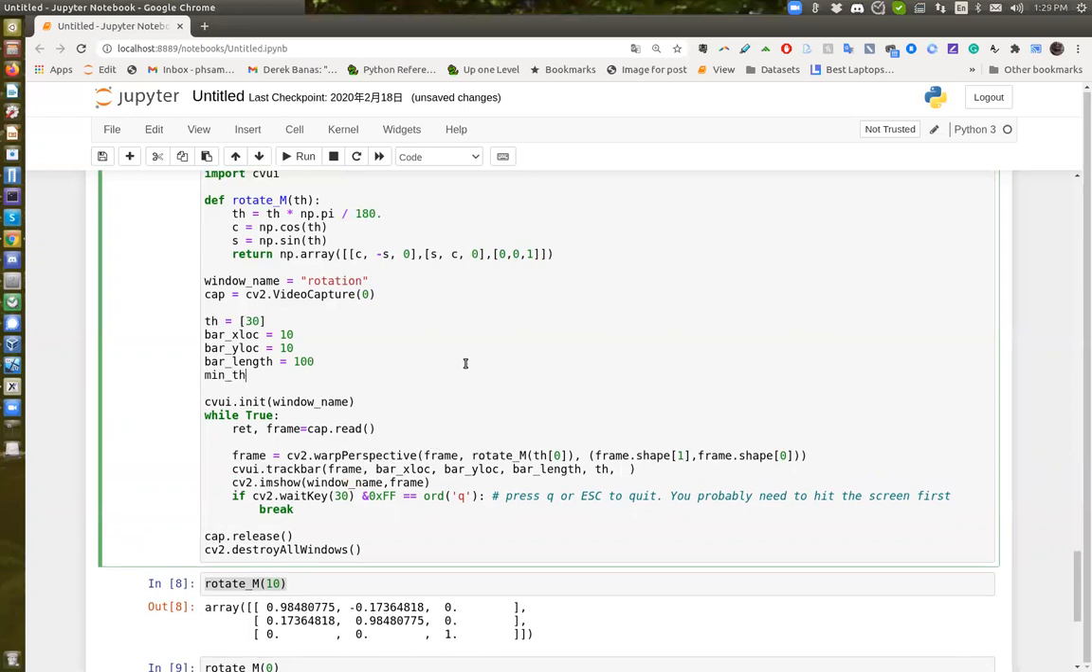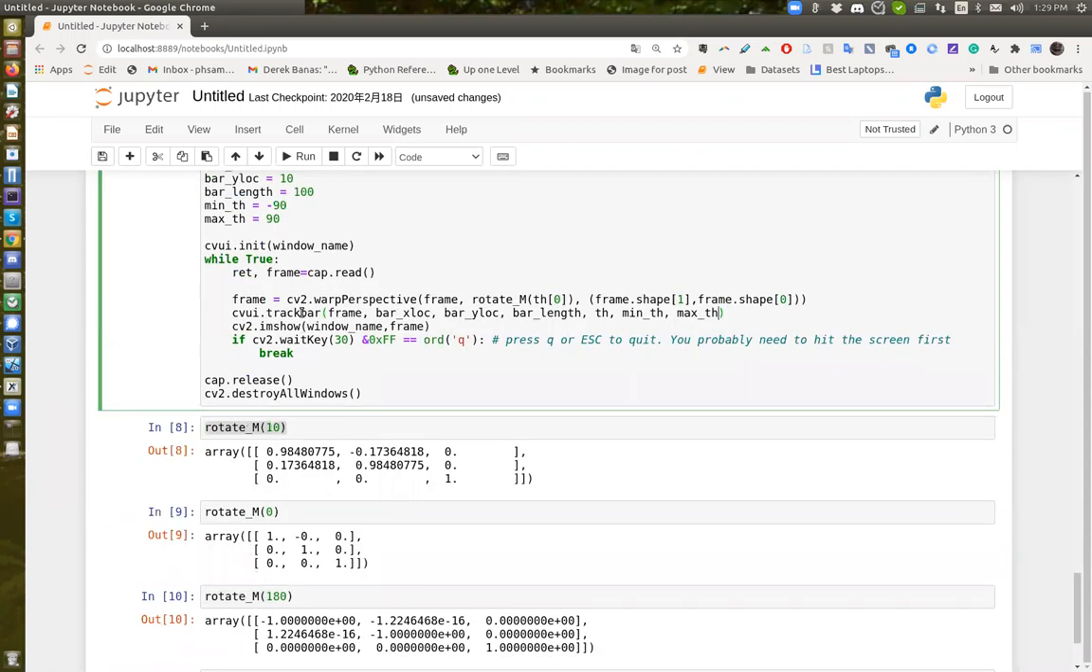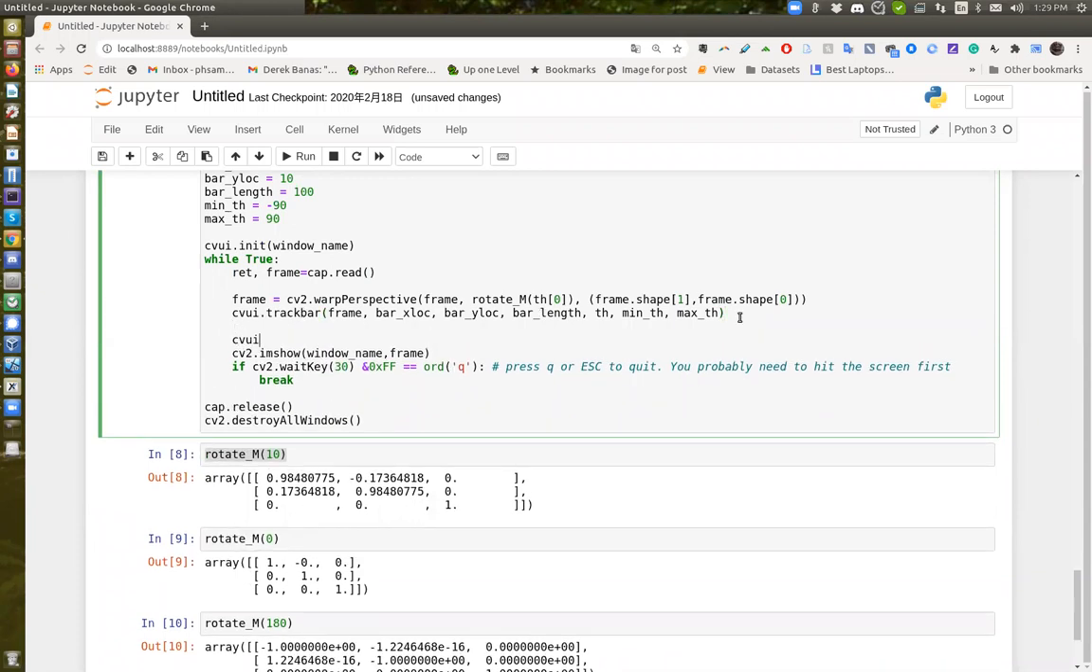Min theta here is, sorry, min theta minus 90 makes more sense, right? Max 90 or something like that. So min theta, max theta. So that's basically it: I create a trackbar, and the only thing left I need to do is, before I show this frame here, run this update. Then it does all the magic. So supposedly it should work.